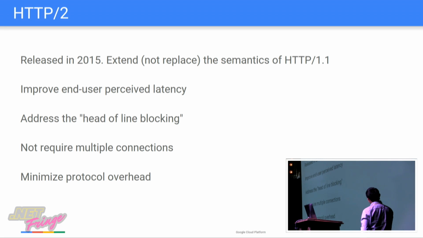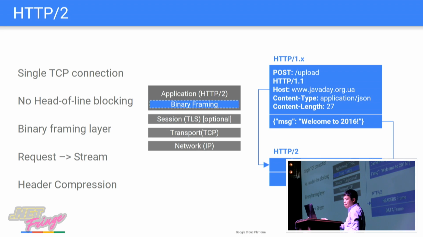HTTP2, released in 2015, extended the semantics of HTTP1, improved end-user perceived latency, addressed head-of-line blocking, does not require multiple connections, and minimizes protocol overhead. It uses a single TCP connection with no head-of-line blocking. It uses binary framing instead of text, request streams, and header compression. Comparing here, the HTTP1 and HTTP2 packages.